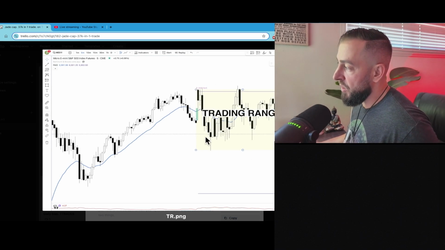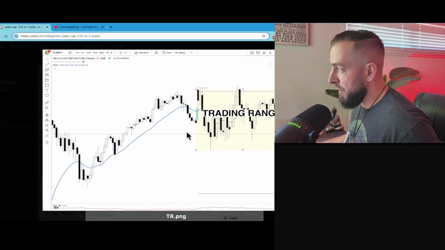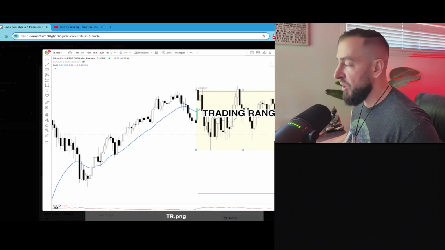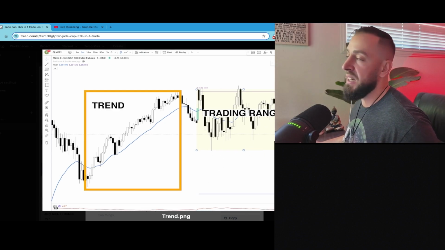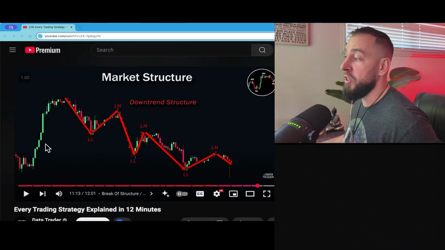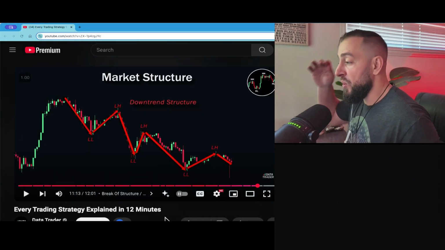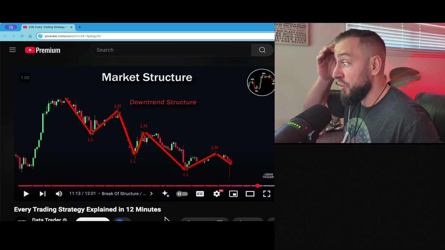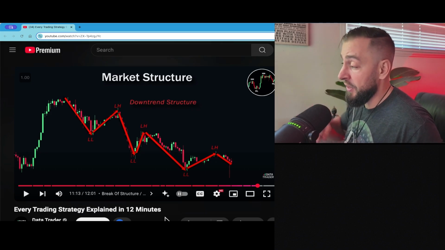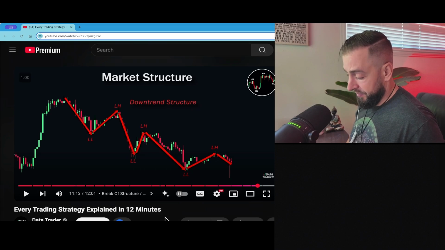Because in a trading range, we go down and then up and then down and up. We bounce around inside this range. Okay, it's kind of boxed in. And then trend is there. Okay, so those are the 2 different market structures that all charts have. And before you get into 20 different strategies, make sure that you understand the difference between those 2 things.